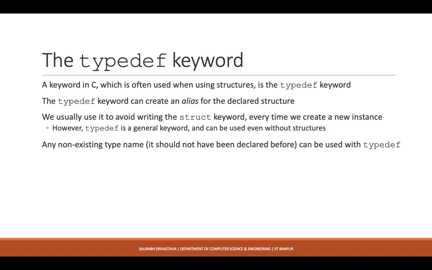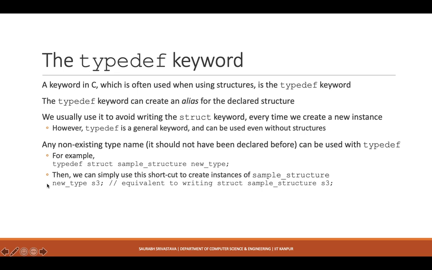This is the idea, and any non-existing type name can then be used. So it is not necessary that you use the name of the structure as it is. You can basically use any name with typedef. It should not have been declared before, so that there is no conflict. But as long as you are using a new name, you can use it something like this. So basically you say typedef struct sample_structure new_type. As soon as you do this, you can now do something like this.